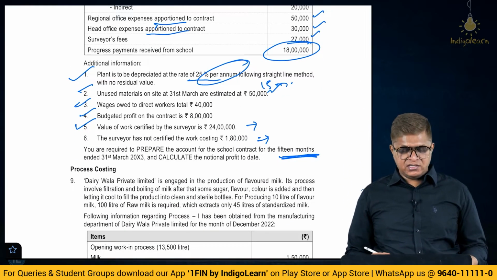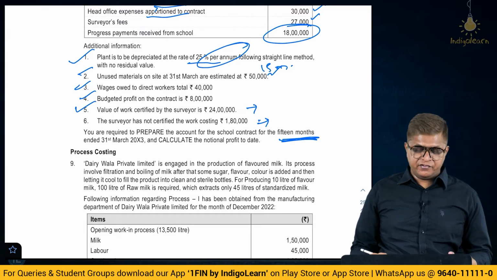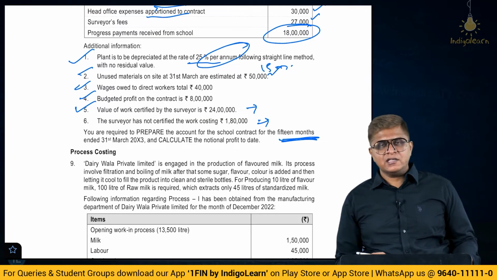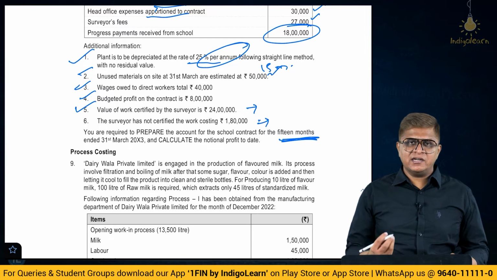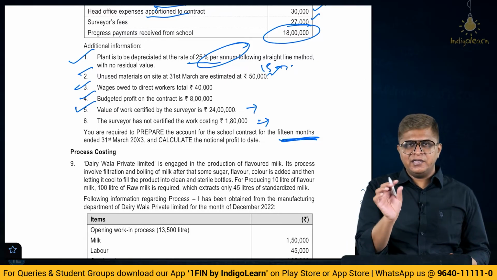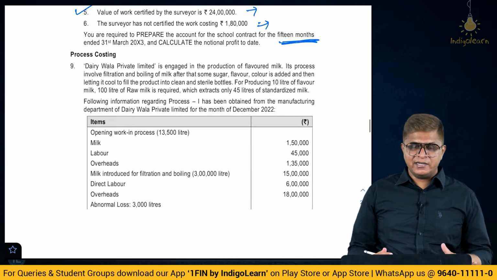The surveyor has not certified the work costing 1,80,000. You are required to prepare the school contract account for 15 months ended 23 March and calculate the notional profit to date. So this looks like again a simple question. You can expect it for 6 marks or 8 marks. No complications involved except for being careful with that 15 months. Let's quickly look at the contract account they have provided in the solution.